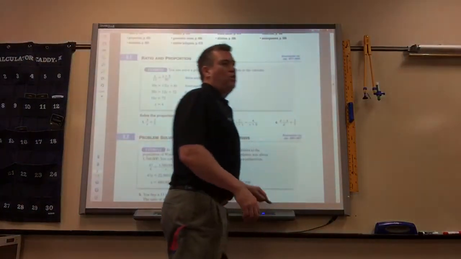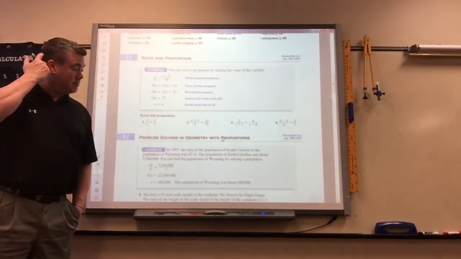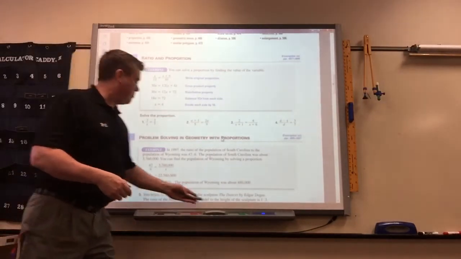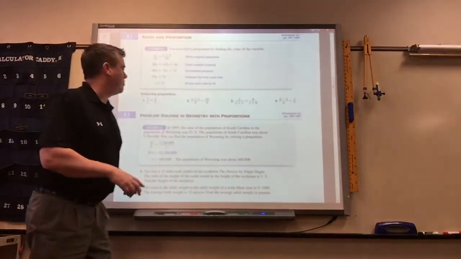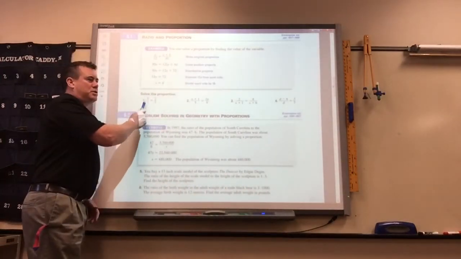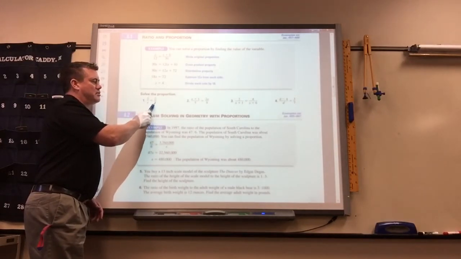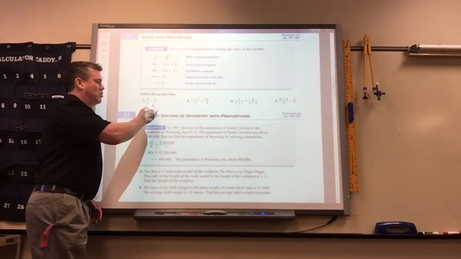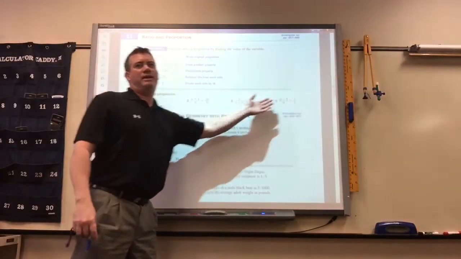The old chapter is proportions. So the first ones, and most of them when you set yours up, will be the easy proportions where it's just one thing missing. You cross, multiply, and divide. 3 times 7 is 21, divided by 2 is 10.5. These, you got to write an equation to solve.